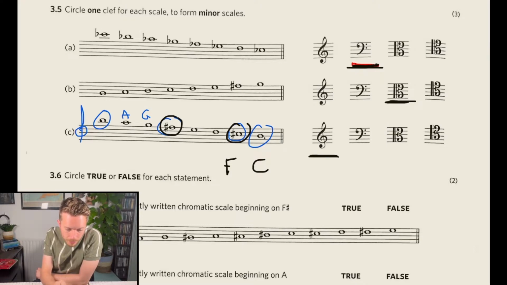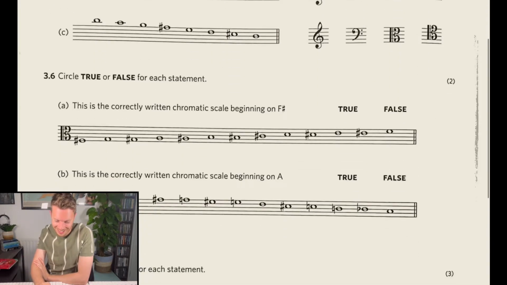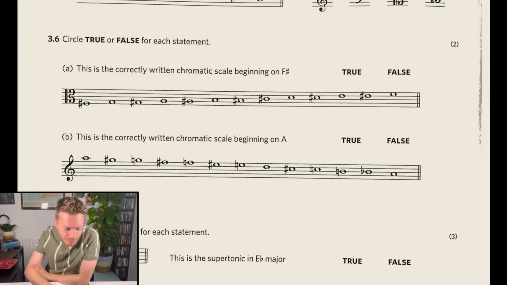If we're in treble, that's a B, that's a B, and it's a B minor melodic descending scale because these two have been lowered back to their original natural states. Nice and easy, this question. Okay. Oh dear, they make you work for it, don't they?